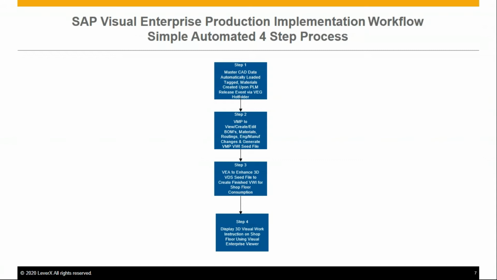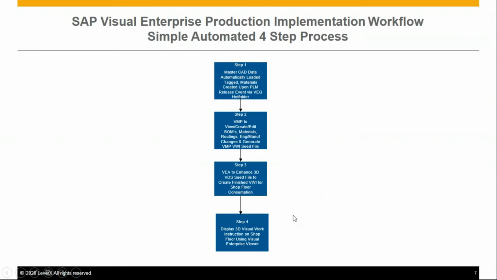In step 3, we're going to then use Visual Enterprise Author to enhance the 3D seed file, which Visual Manufacturing Planner is going to create for us in step 2 based on the routing. And then this helps us create a finished visual work instruction for shop floor consumption. And this would be our step-by-step interactive animated work instructions. And like I promised, I'm going to show you one here. Got 1 or 2 more slides, and I've got one to show you.